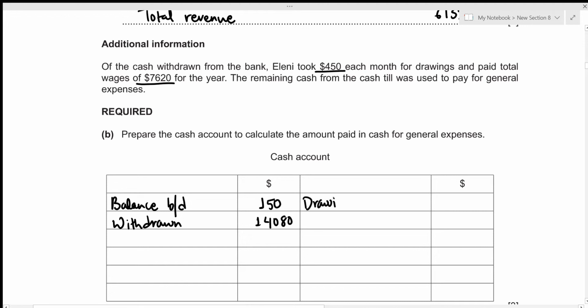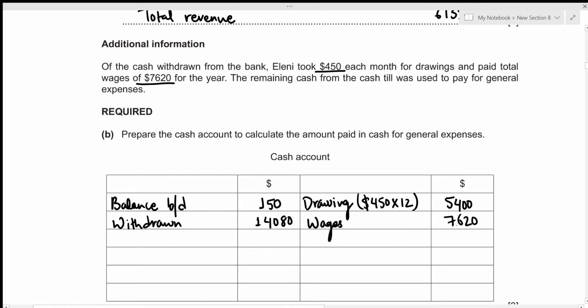But remember that the drawings given here is relating to each month, but we need to figure out the annual drawing. In order to do so, we just multiply the monthly drawings by 12. This gives the annual drawing to be 5,400. Next, we also paid for the wages amounting to 7,620. Obviously, this also reduces the balance in the cash account, so this must be recorded on the credit side. Let's do that. So wages amounted to 7,620.